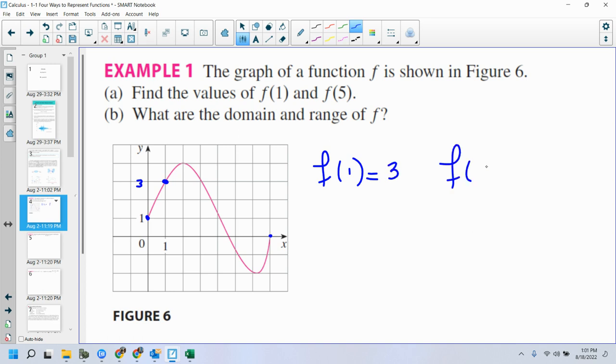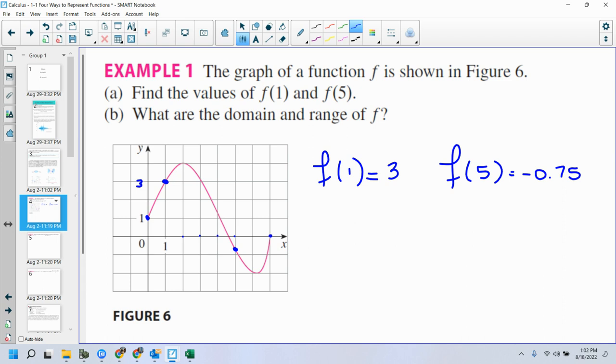Good. And what is f of 5? I've got to look at it here. 1, 2, 3, 4, 5. What can we estimate that to be? Negative 0.75. I like that. Good. Remember, if I ever ask you what is f of something when I have a graph, you just find the y value wherever that x value comes to pass.